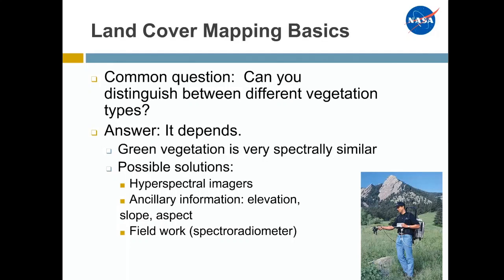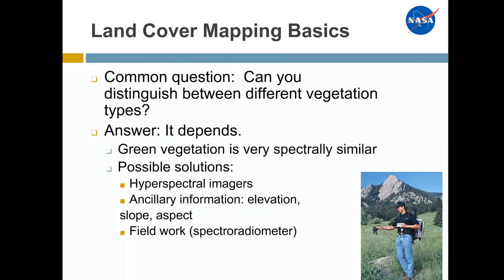One is to use a hyperspectral imager such as AVIRIS, which uses an airborne platform. Hyperspectral imagery enables you to detect more subtle differences between vegetation types. Another common method is to use ancillary information such as elevation, slope, and aspect with Landsat imagery to help distinguish vegetation types. This method uses the assumption that some different vegetation types will grow in different regions. For example, some species of conifers only grow at high elevations and some only at lower elevations.